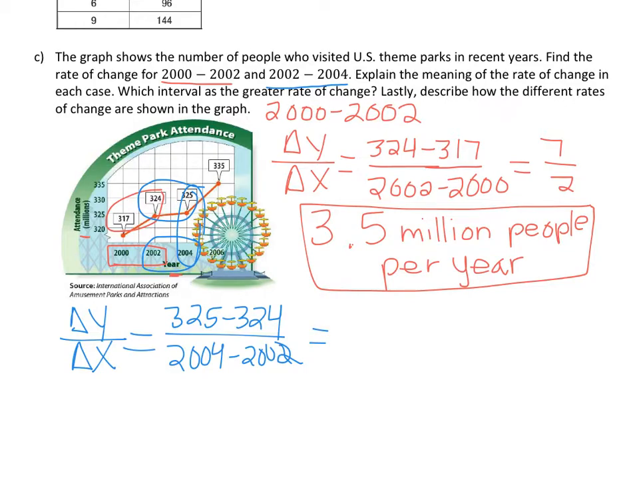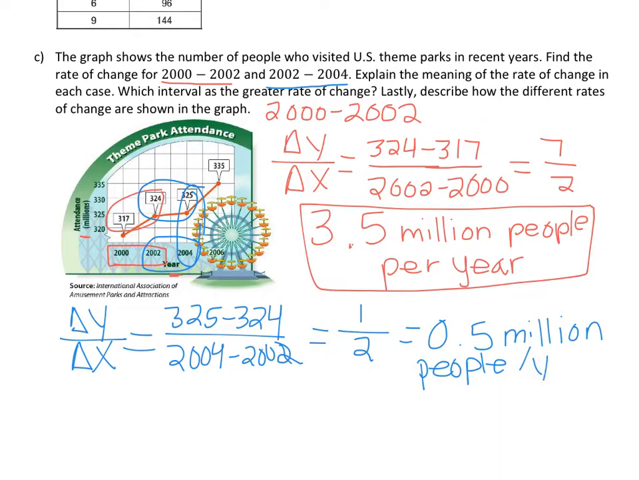Well, 325 minus 324 is only 1, and 2004 minus 2002 is 2, which equates to 0.5, and it's going to have the same label, million people per year. And I should probably label that this is 2002 to 2004. Okay, so that answers the first question.